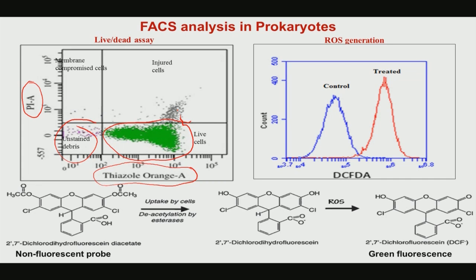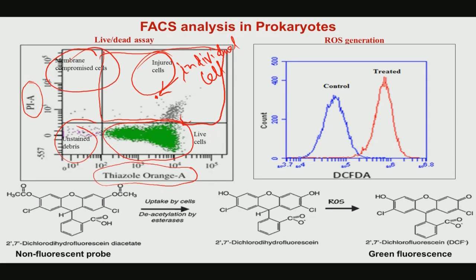If you recall, the fundamental principle in FACS is that each dot in the FACS plot essentially comes from one individual cell. So, the number of these dots which are stained green indicates how many live cells there are. In this particular quadrant you have these injured cells, and this is kind of membrane compromised cells. So, from this example, if so large a fraction of these green dots are there, that means close to 90% or more of the cells are live bacteria. The rest of them are either injured or unstained debris or membrane compromised cells.